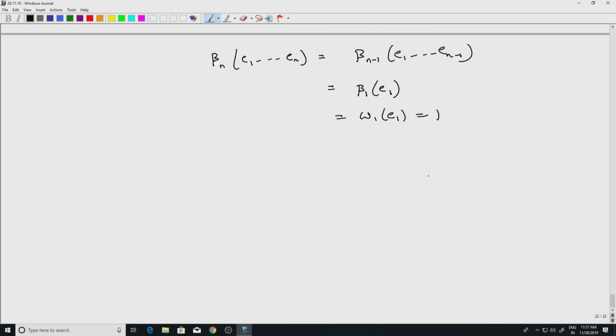So therefore, the left hand side is also 1, and therefore the constant c is equal to 1, since det of e1 to en is the determinant of the identity matrix.